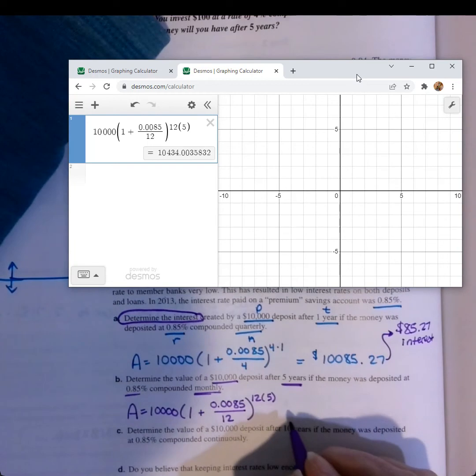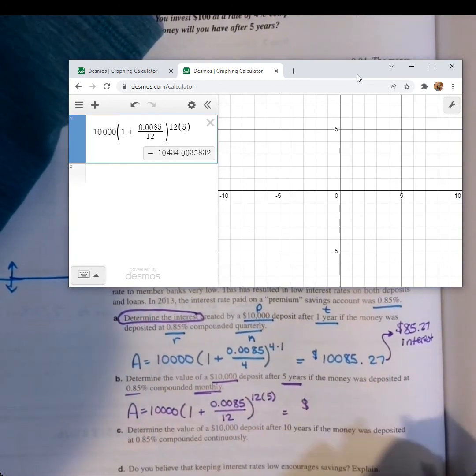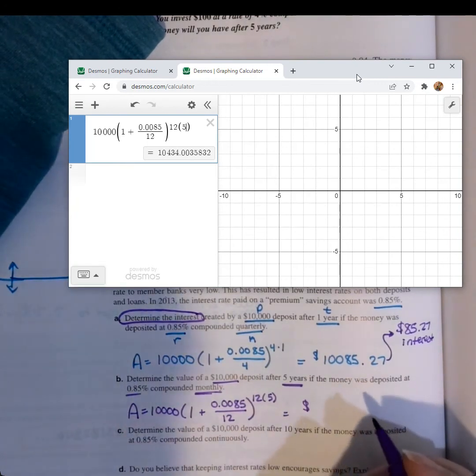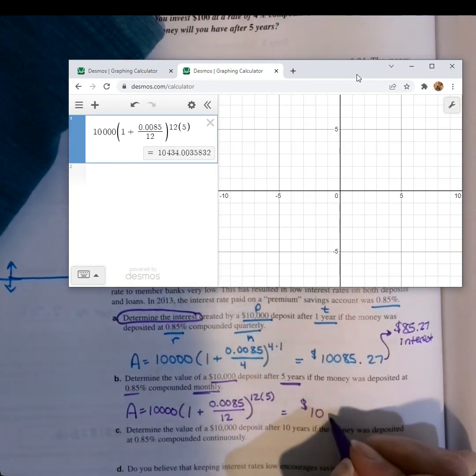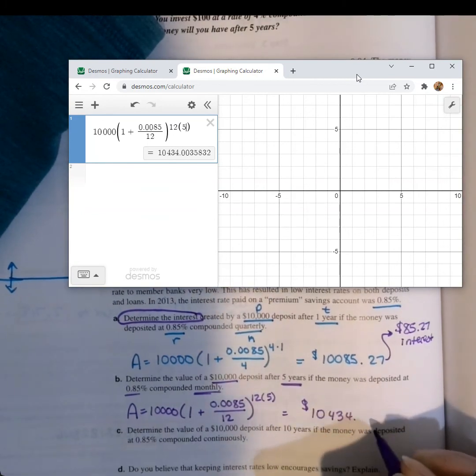This time it doesn't ask me to determine the amount of interest, it actually asks me to determine the value. So I'm not going to have to subtract off the 10,000. So the value of this account would be $10,434.00.